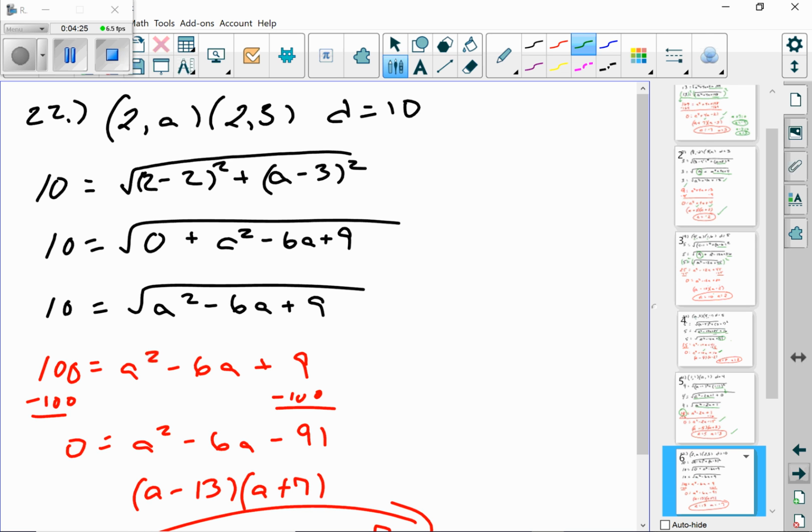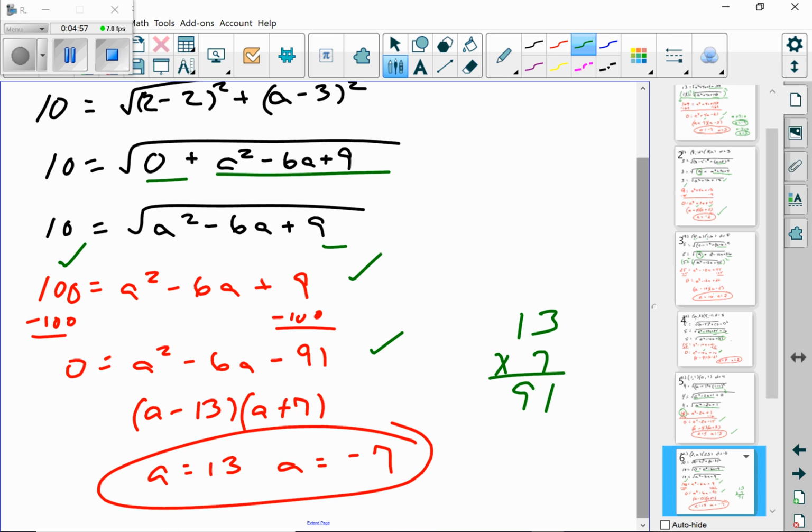All right, number 22, distance is 10. Square root that. On the other side x minus x is again 0. And then a minus 3 squared is a squared minus 6a plus 9. Combine your terms, you still get 9. Square both sides is 100. Square the side, no radical signs. Subtract the 100 is 91. 91 does factor. 13 times 7 makes 91, and they subtract to give you the 6. So that might have been a hard one for you to factor. I got a equals 13, a equals negative 7.